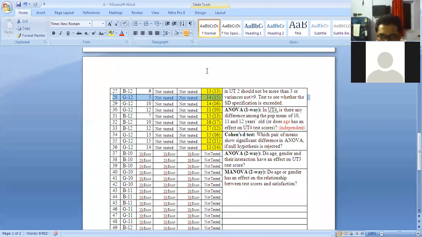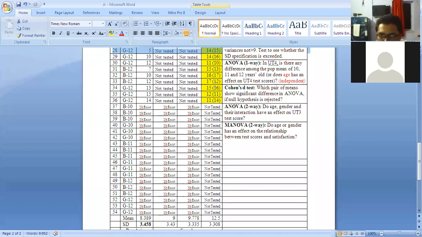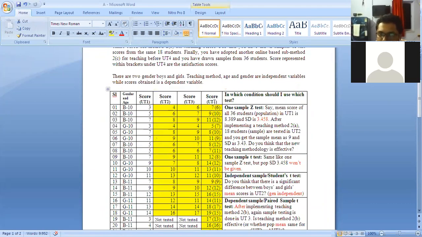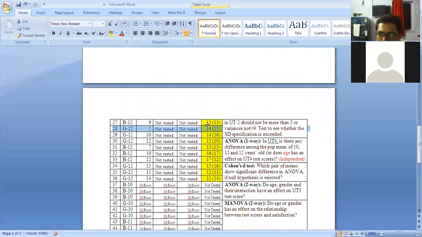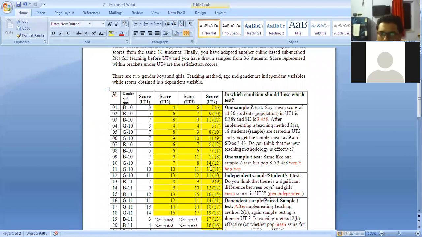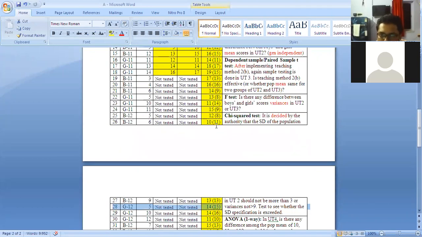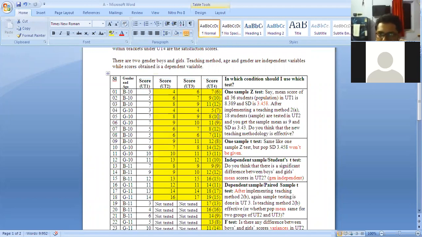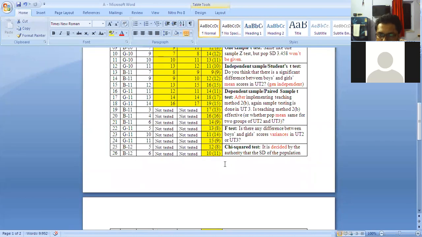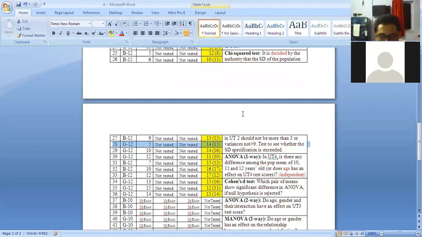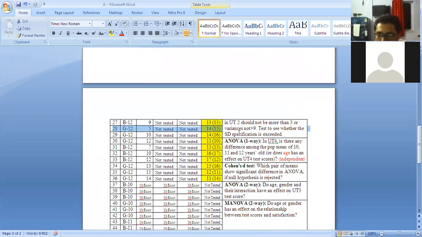You have not tested the rest of the students. So you will infer about your population through your sample. So you will use one-way ANOVA in order to understand whether the age has an effect on the test score. Or whether the 10 years old students' test score, 11 years old students' test score, and 12 years old students' test score, that means the mean score, differ at population level or not. So that you would like to test using one-way ANOVA.